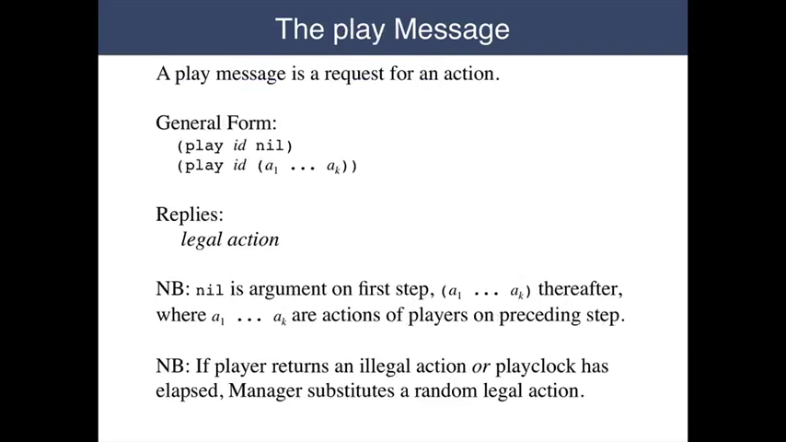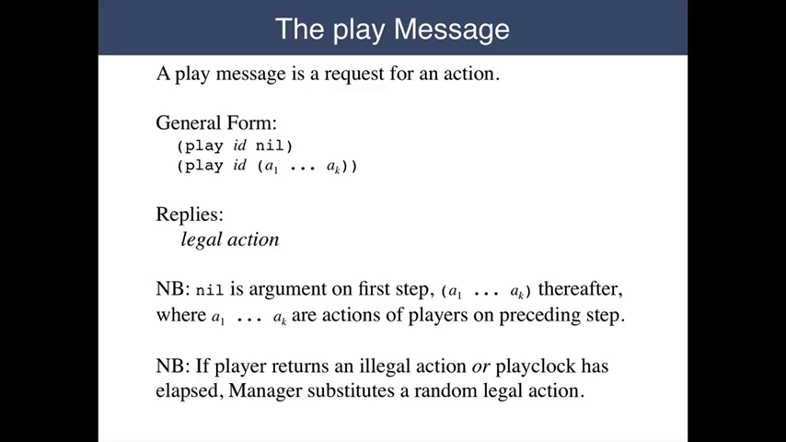A play message is used to request an action from a player. The general forms of the play message are shown here. In each case, there's an identifier for the match. On the first request, where there's no preceding move, the second argument is nil. On all subsequent requests, the second argument is a list of the actions of all the players on the preceding step. The order of the actions in the record is the same as the order of the roles in the game description. Note that if a player fails to reply or does not reply in time, the manager substitutes a random legal action.